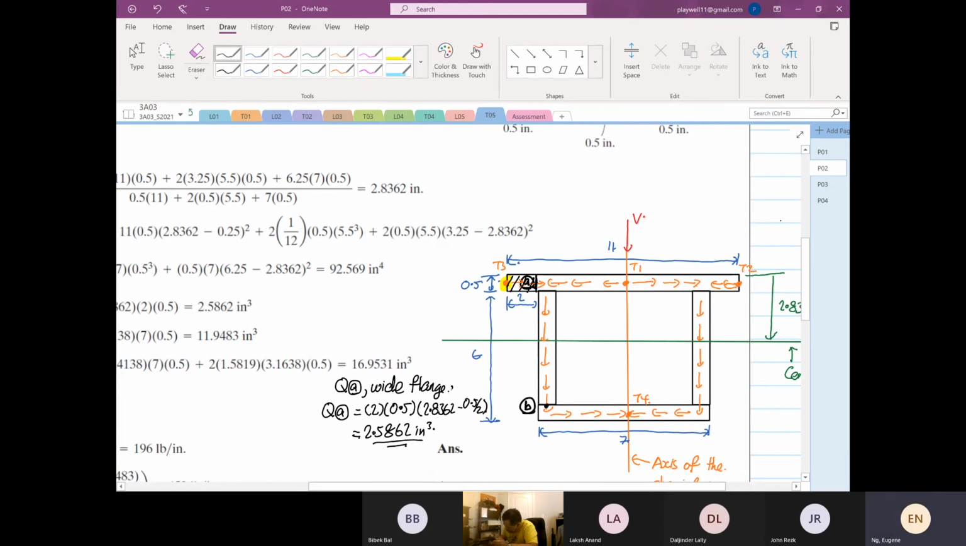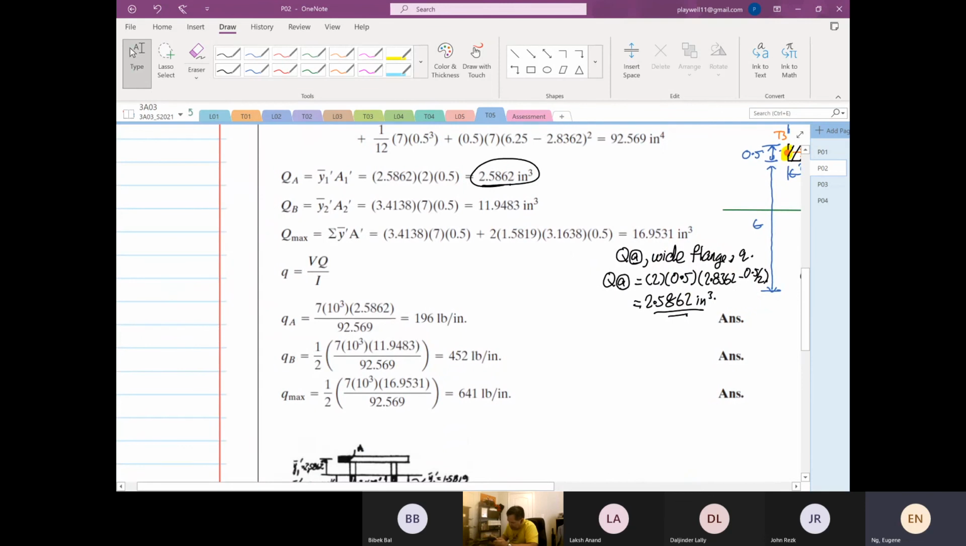Right? So this one is only Q, right? So if you look at this value, it is exactly the same as what we got, right? So at point A, if you look at the way they calculate point A, they did not need to divide by 2 down here because it is a wide flange.